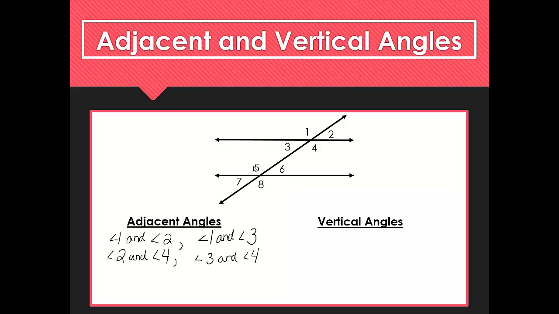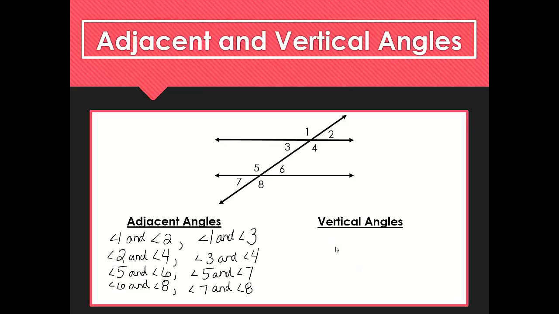Now we can look down here. Angles 5 and 6 are next to each other. Angle 5 and angle 7 are next to each other. Angle 6 and angle 8 are next to each other. And angle 7 and angle 8 are next to each other. So these are all pairs of adjacent angles.